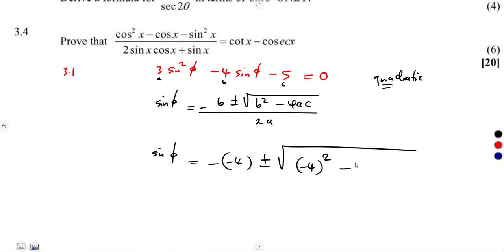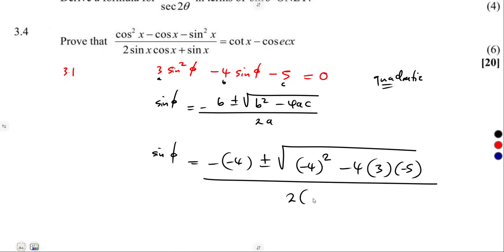Negative 4, but being squared, minus 4 times a, which is 3. Our c is negative 5. Everything over 2 times 3. Our a is 3, so that's 2 times 3 there.